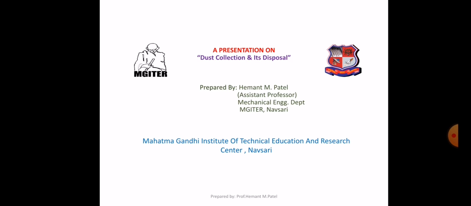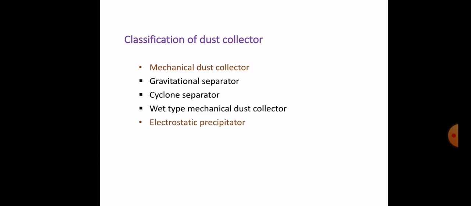Today we are going to discuss dust collection and its disposal. These are the classifications of the dust collector. First of all, how can we get this dust? In a power plant we utilize fuel, a substance composed mainly of carbon and hydrogen, which produces a large amount of heat when burning with oxygen. After the combustion of that fuel, we get dust particles, after complete or incomplete combustion.